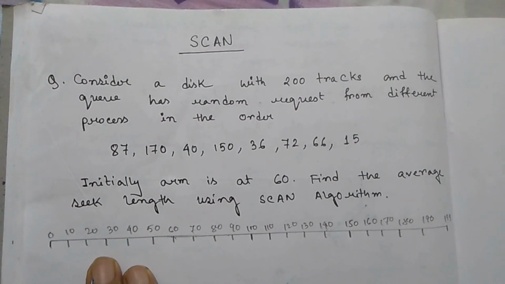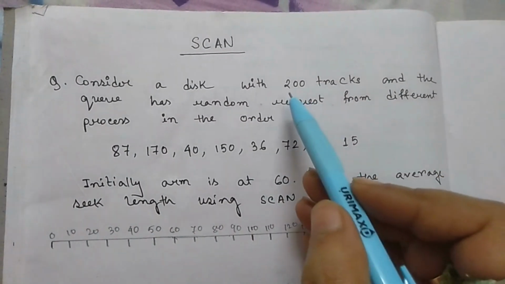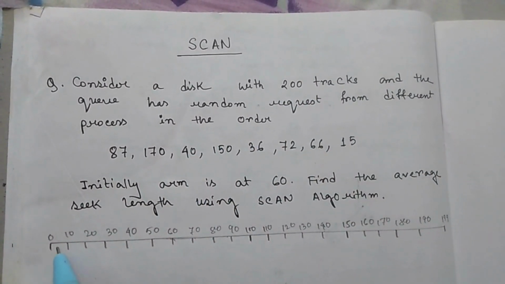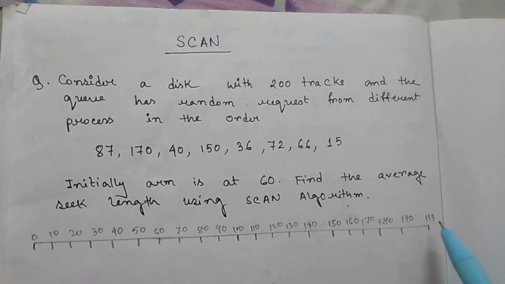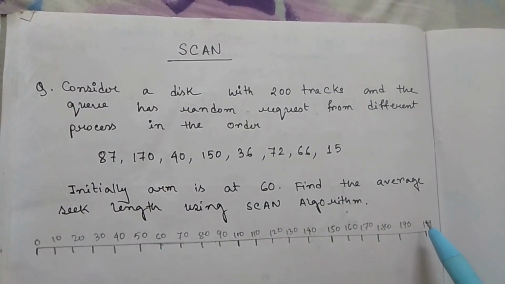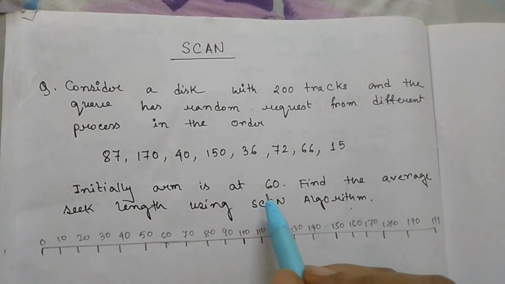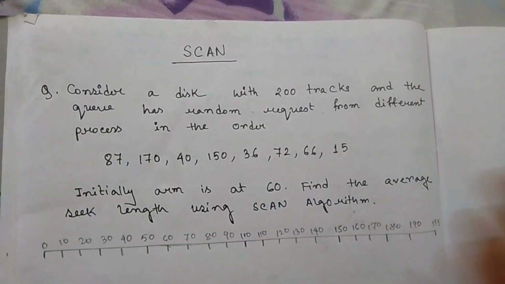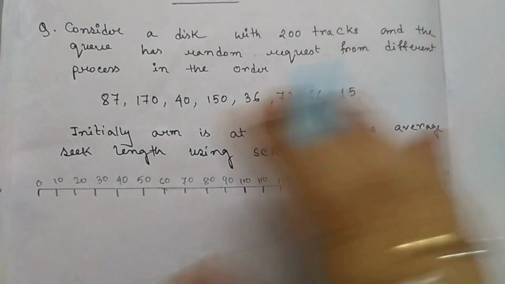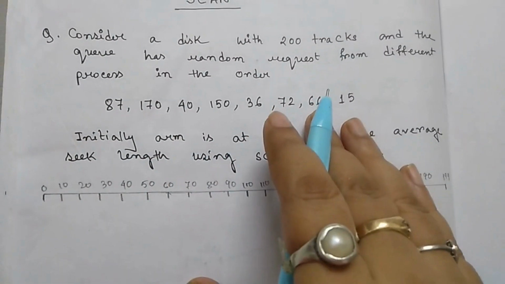Here we draw the total disk track. According to the question, the total disk track length is 200, so it starts from 0 and covers up to 199. Now in this algorithm, we consider the starting head 60 and find the nearest value of 60. In this ready queue, the nearest value of 60 is 66, right?